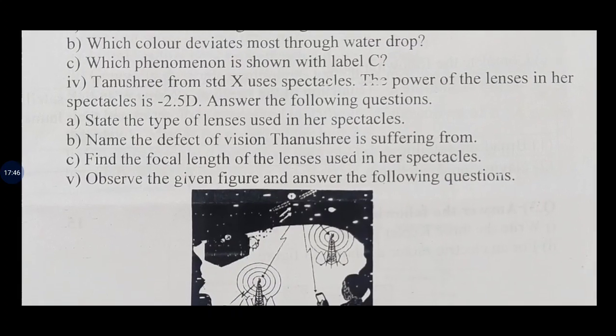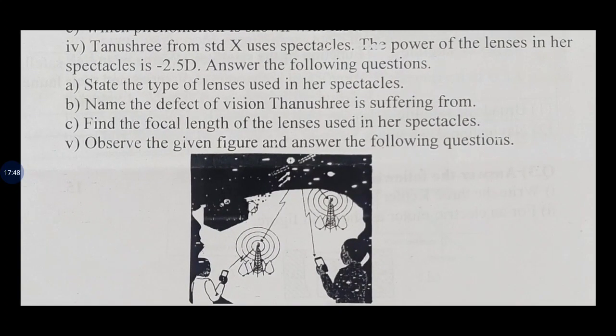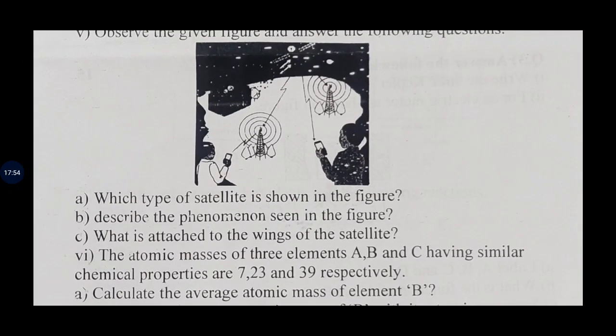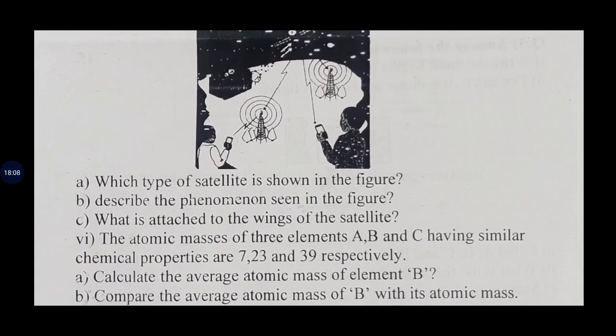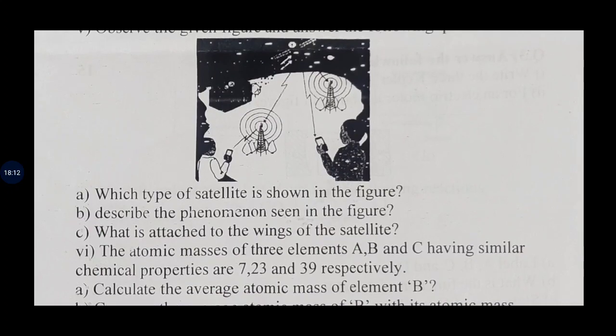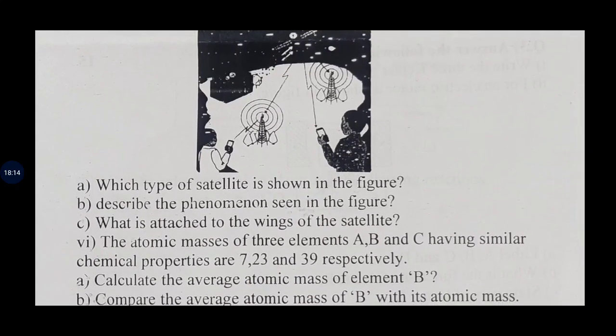Fifth option, observe the given figure and answer the following questions. So I think in this diagram communication satellite is showing, because there 2 persons are communicating with the help of their mobile phones. How is that possible? Because of communication satellite. So which type of satellite is shown in the figure? Describe the phenomenon seen in the figure and what is attached to the wings of the satellite.